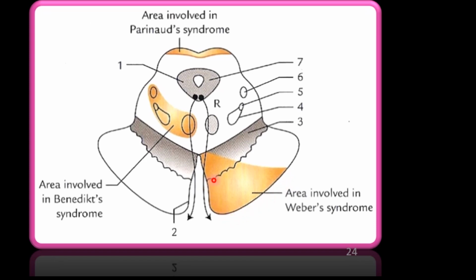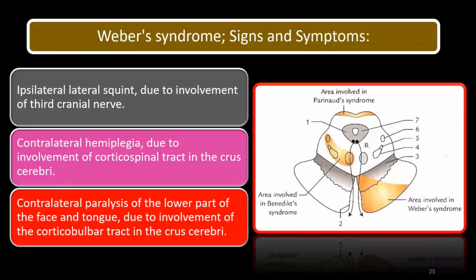This lesion will involve the oculomotor nerve, as you can notice the exit of oculomotor nerve, and it will also involve the crus cerebri. There are signs and symptoms that follow Weber's syndrome. The first that will happen is lateral squint due to involvement of the third cranial nerve.